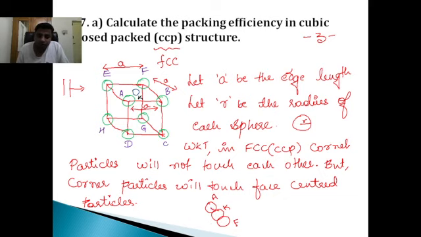So we know the radius of this sphere is R, this is again R, this is again R, and this is again R. So what is the total distance between AF? AF is nothing but R plus R plus R plus R, which is 4R, correct? So the distance between AF is 4R. Correct, students? AF is 4R.